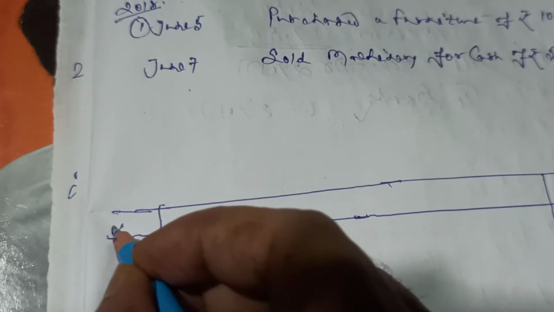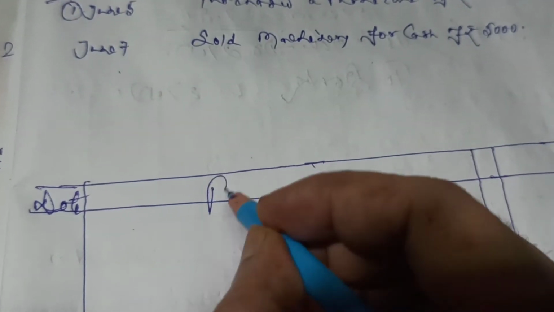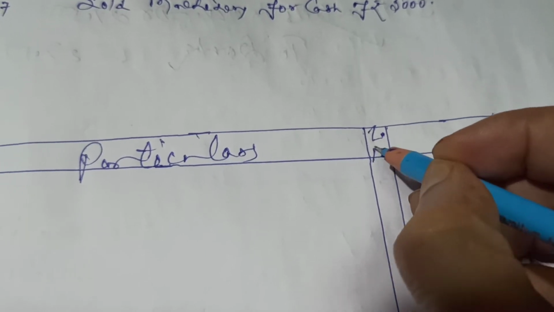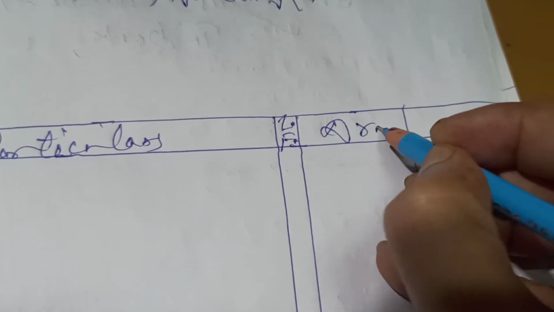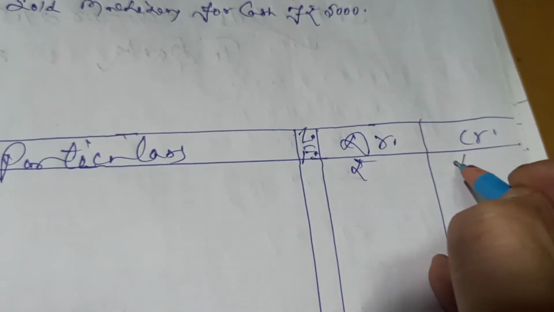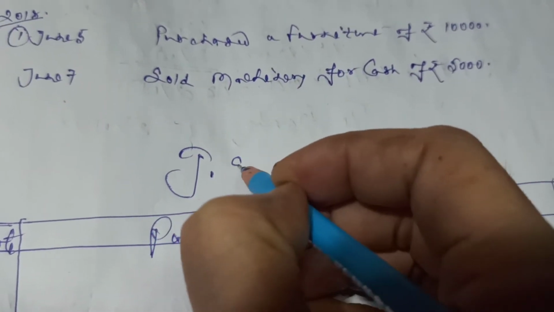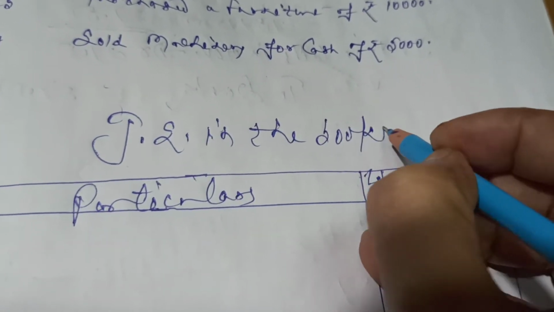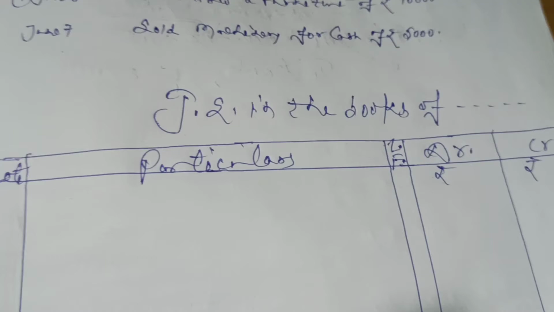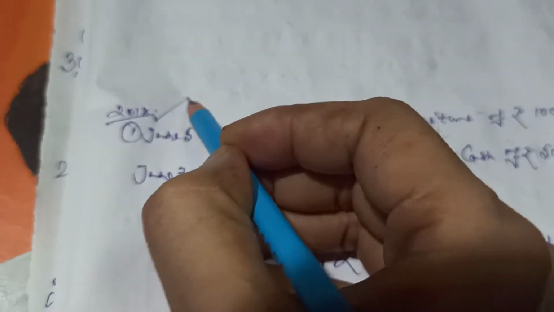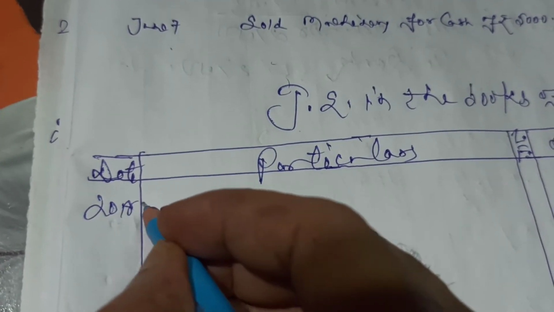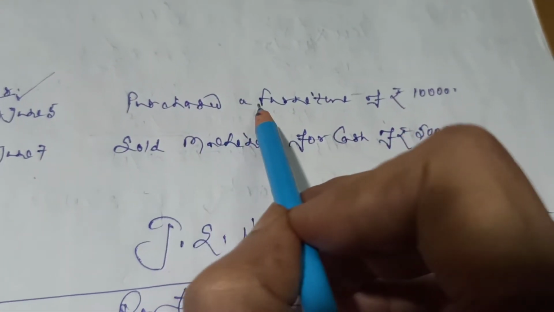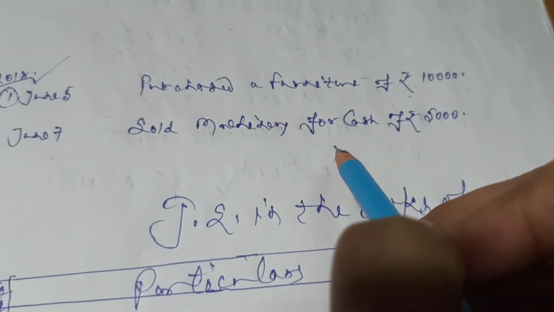So at first you'll have to maintain those 5 columns. At first you'll have to show date, then particulars, then ledger folio, debit amount and credit amount. And you'll have to denote the heading over here, journal entries in the books of the party's name, whatever the name is. Now what? At first you'll have to show the year, 2018. We have got June 5 as the transaction date. We have purchased a furniture of rupees 10,000.